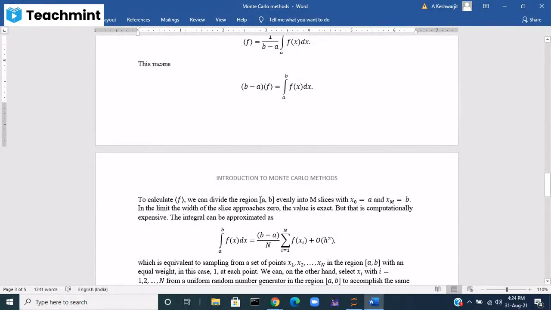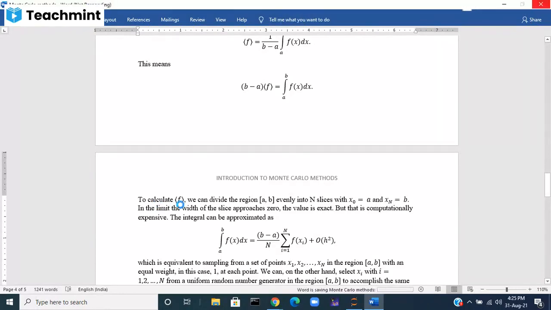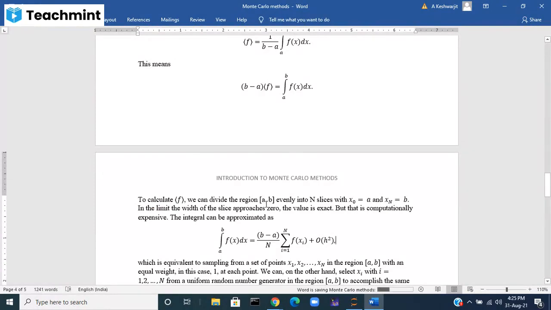We divide the region a to b evenly into n slices. Instead of m, let us say n, and instead of xm, it should be xn. Okay. So to calculate the average value of f, what do we do? We divide the region, that is a to b, evenly into n slices with x0 as the starting point and xn as the end point.